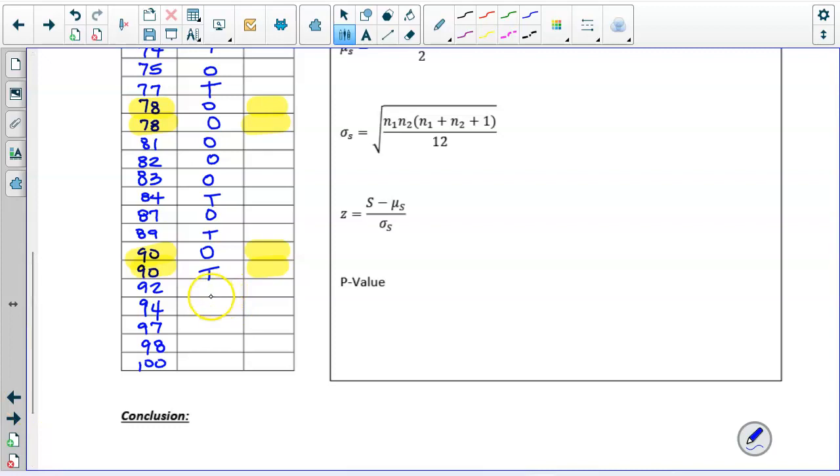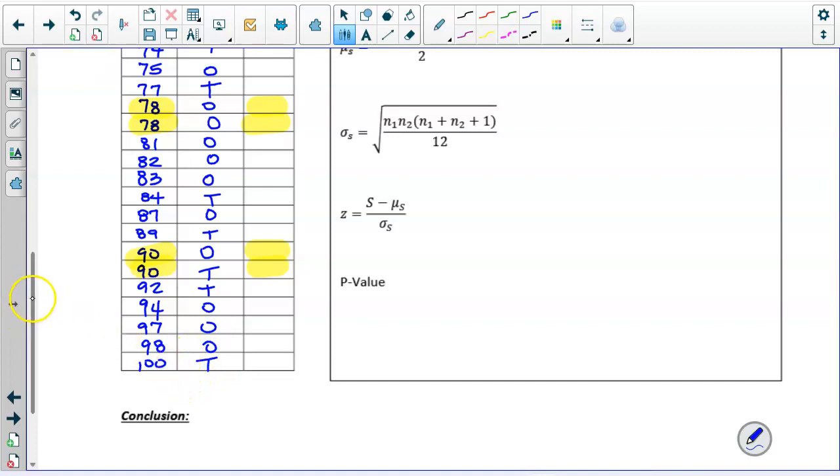We had an O and a T for those. And then 92 is a T. 4 is an O. 97 is an O. 98 is an O. And 1.